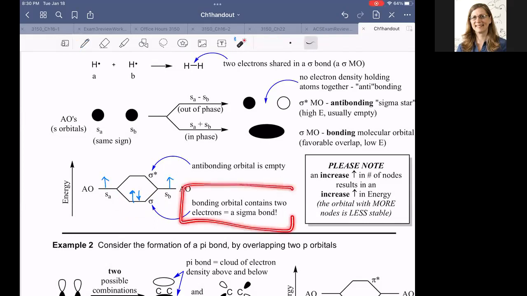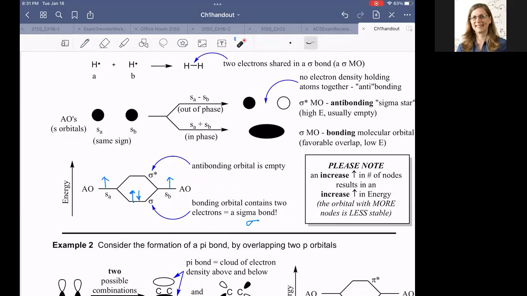So the bonding orbital contains two electrons. That's what we describe as a sigma bond. So a sigma bond means two electrons paired up in a sigma bonding molecular orbital. And the antibonding orbital is usually empty. So the sigma star is there, but it's empty.